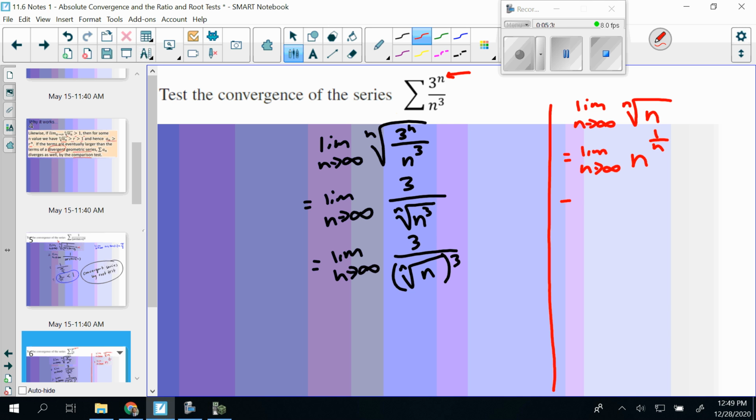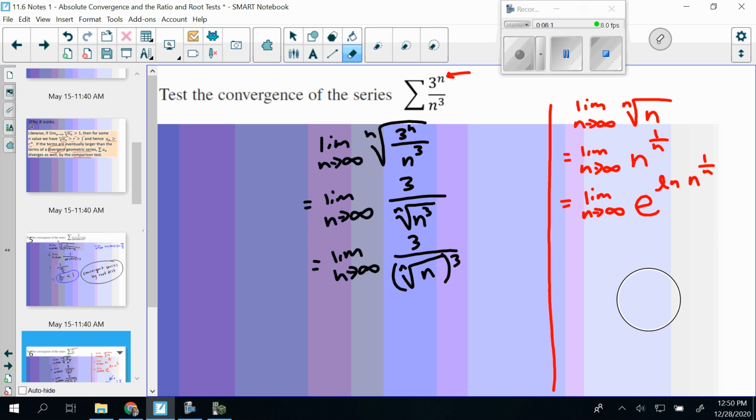Now I'm going to use a little trick with exponentials and natural logs here. I'm going to write this as e to the natural log of n to the 1 over n. This should be equivalent, because if you have e to a natural log, those are opposites. If I have e to the natural log of x, that would just equal x, because e and natural log cancel out. So I'm just using a little trick here.